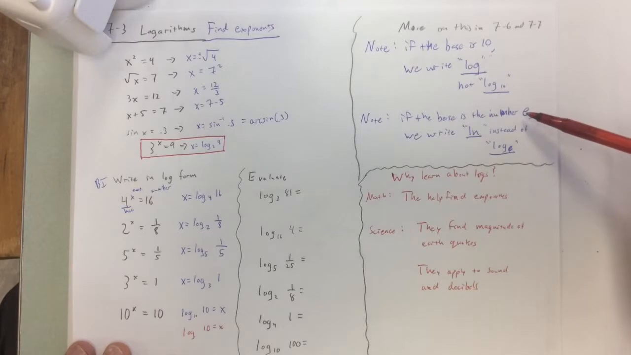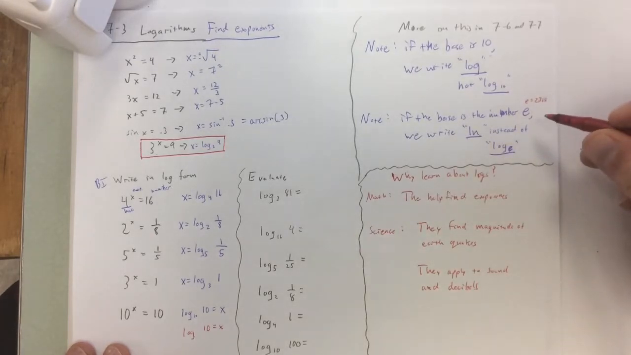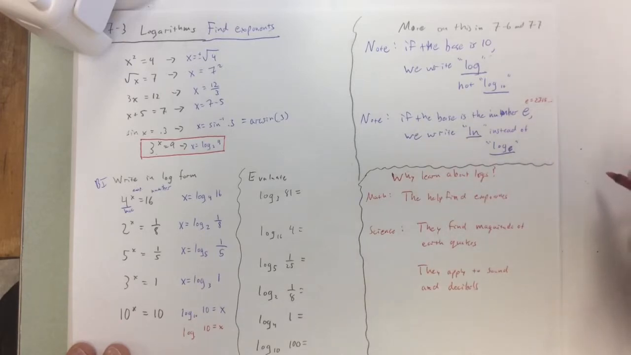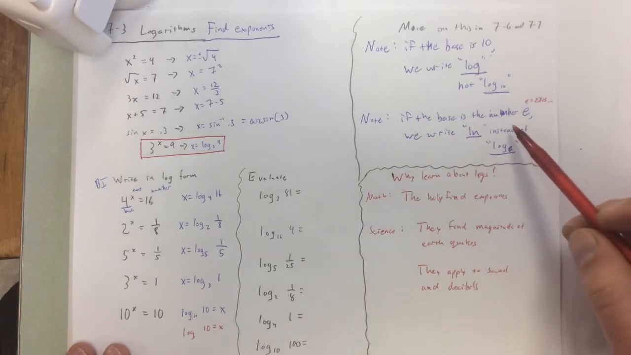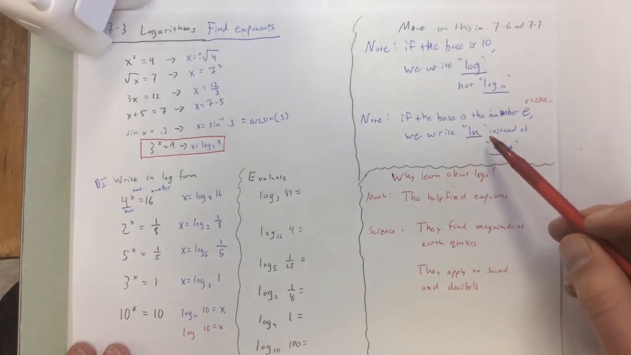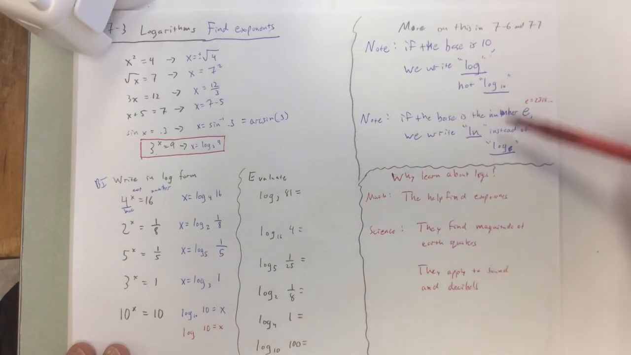Also in section 7.7, we're going to get to the number e. e is equal to 2.71828 and so on. It's an irrational number, kind of like pi. And it keeps going on there. Never repeats, never ends. If we have log base e, we write it ln, which is the natural log. We'll get to that more later. Don't have to really worry about that now, but just giving you a heads up.